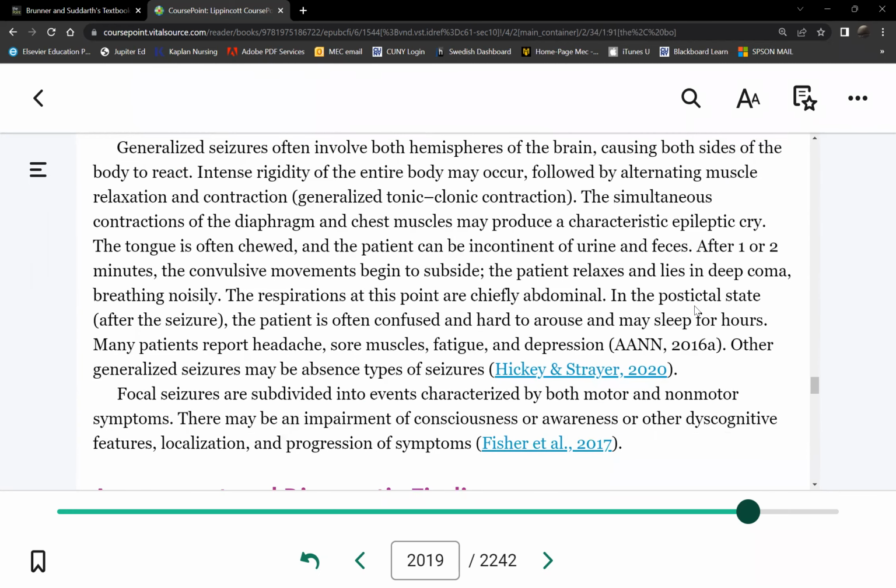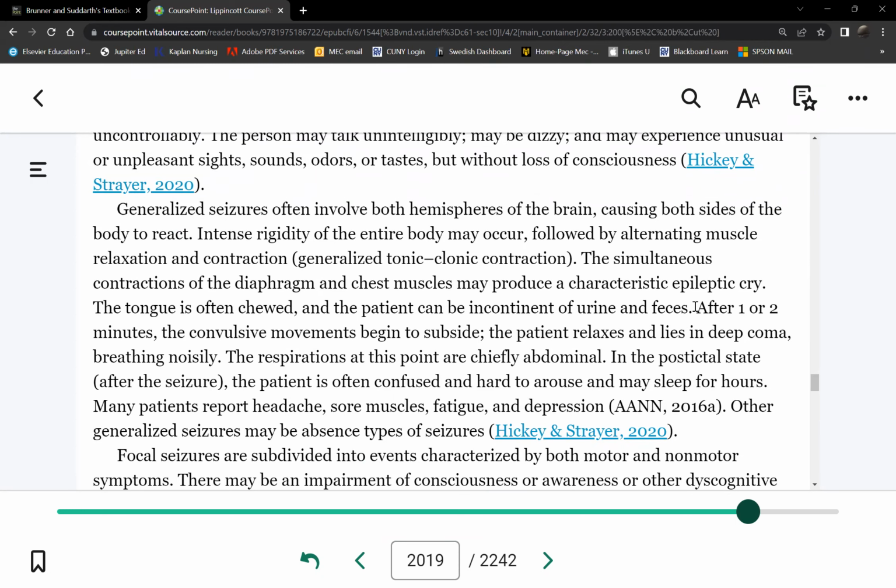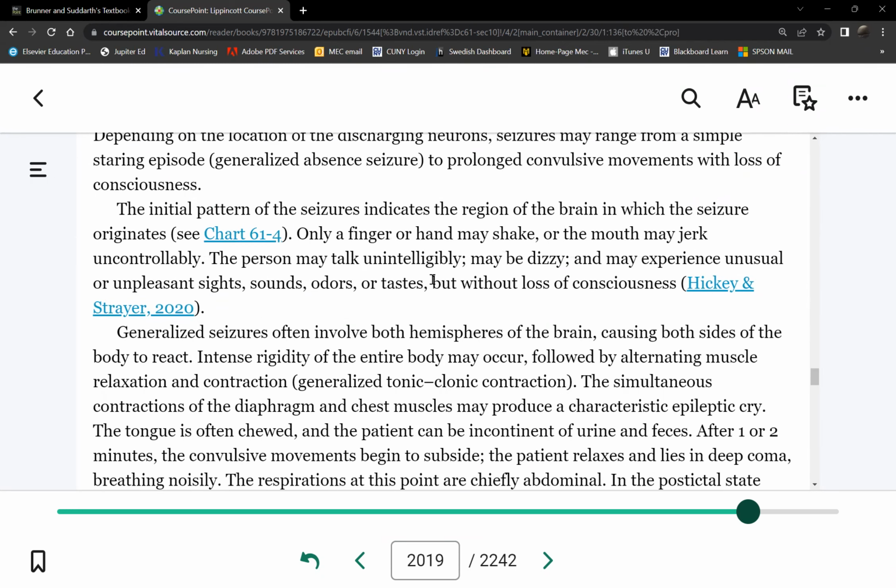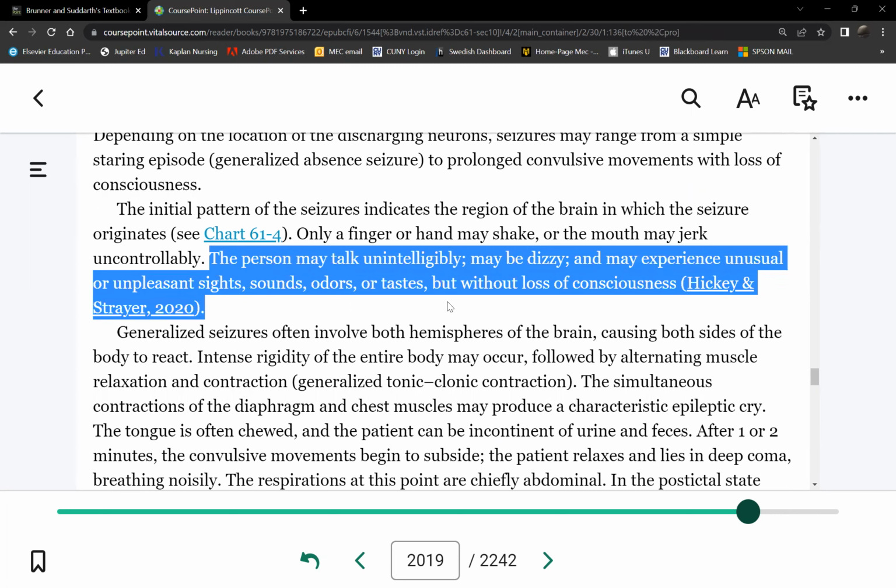So the pre-ictal again. This is the pre-seizure episode. Not all people will have an aura or a pre-ictal. Some people will just have nothing. They'll just stare blankly, with no manifestations. But some people will have these.